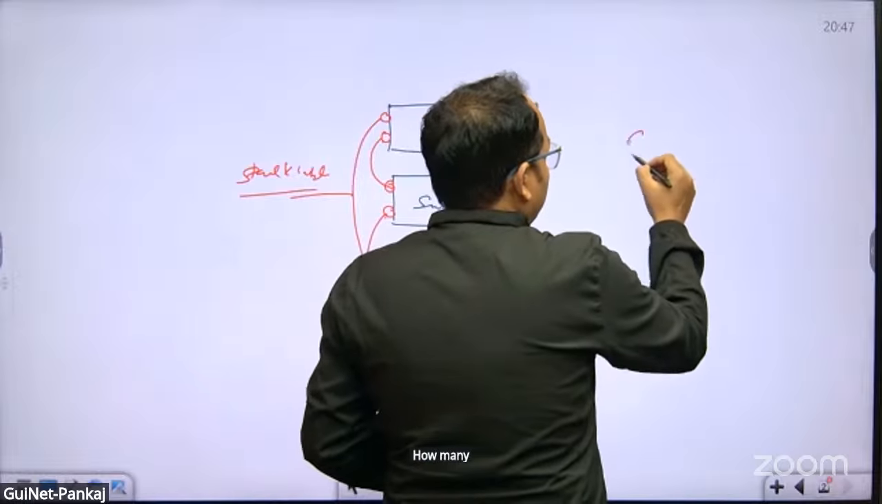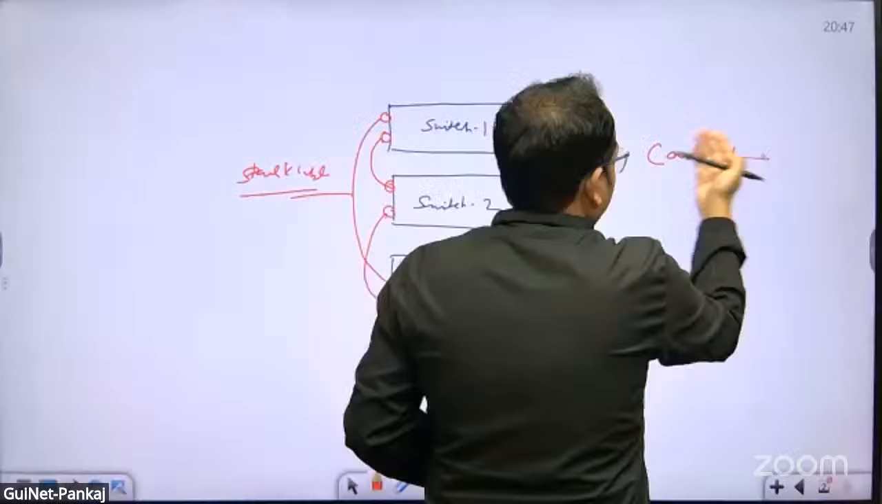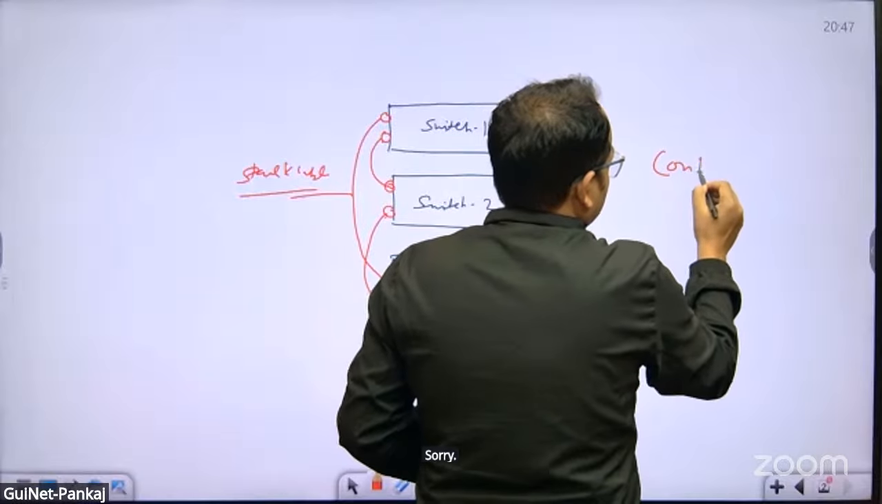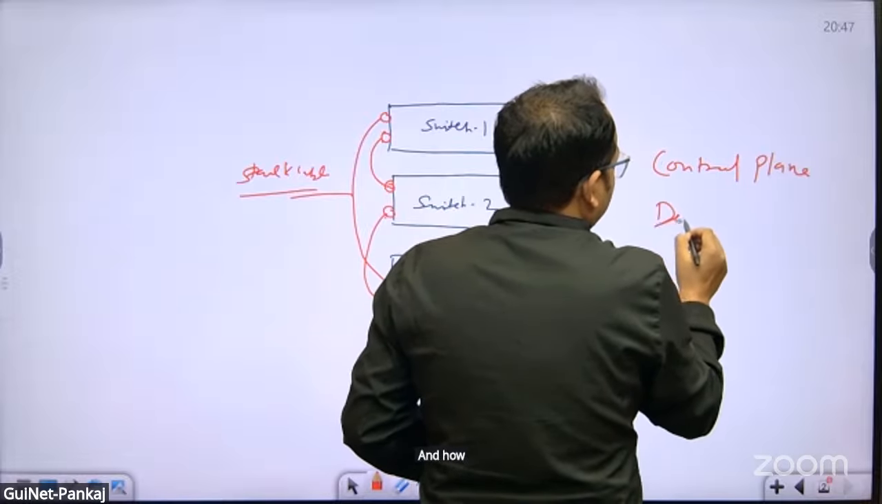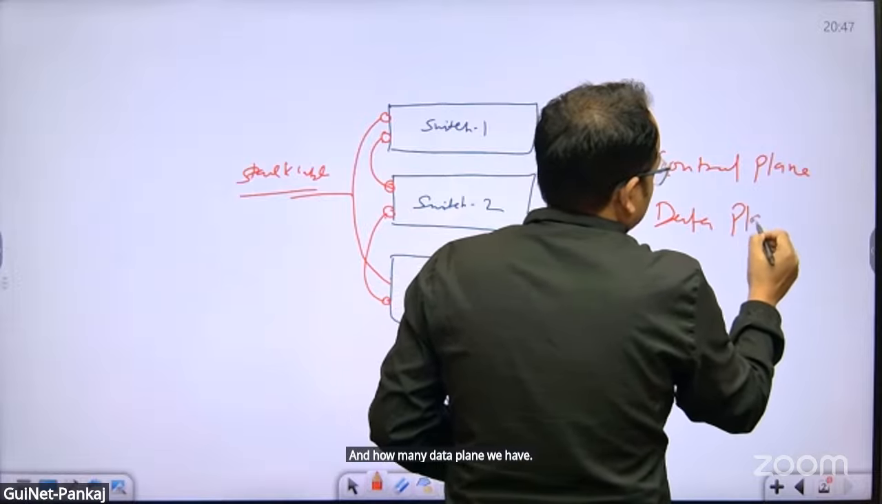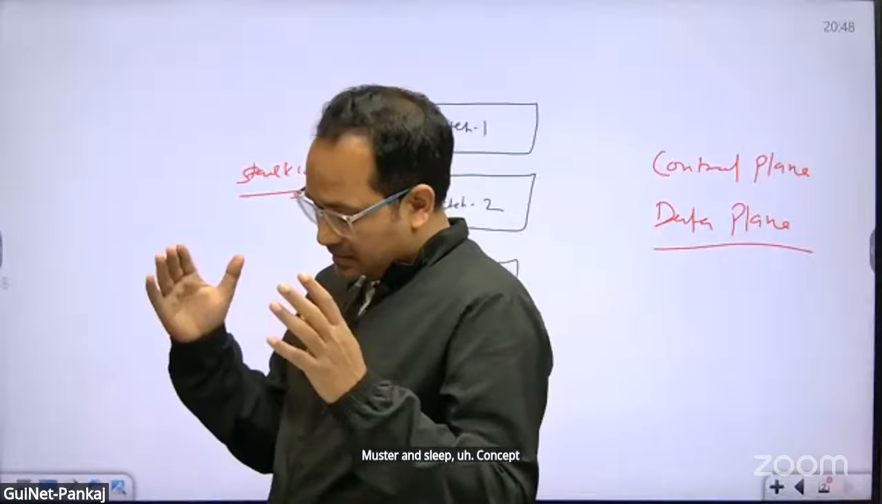how many control planes do we have? One. Control plane, and how many data planes do we have? Anyone? Data plane would be 3 and control plane would be 1, because it is controlled as one switch for all of switch 1, switch 2, switch 3. Master and slave.